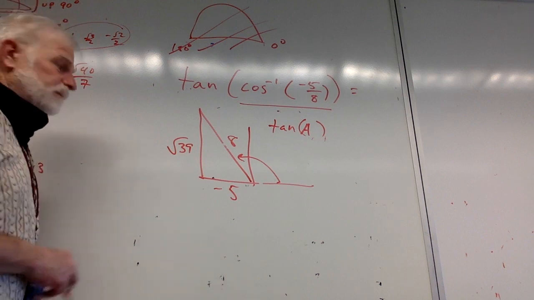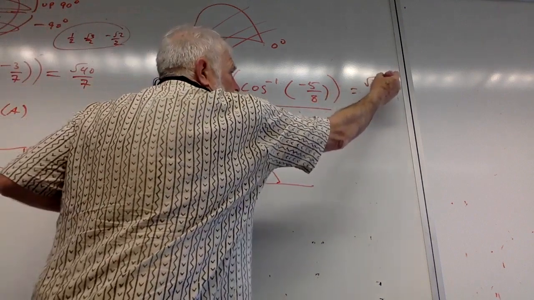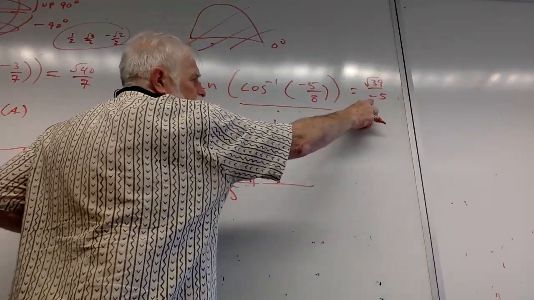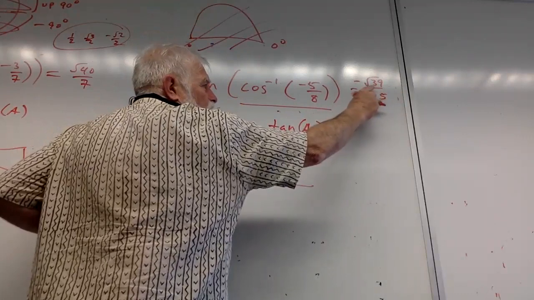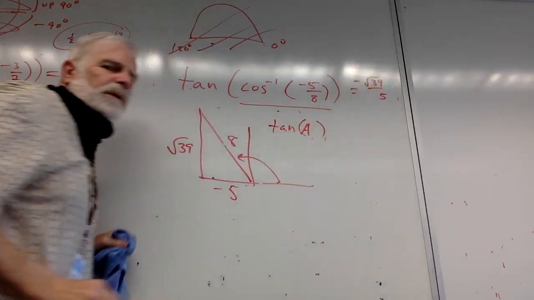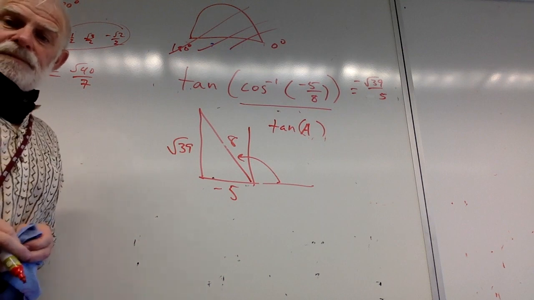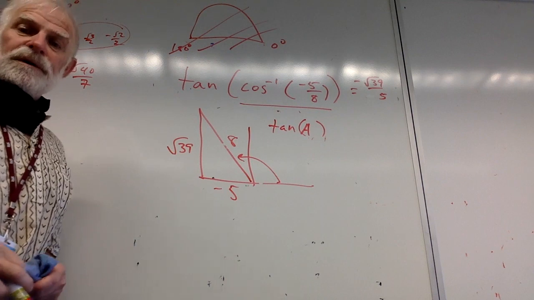Opposite over adjacent. So I put my answer over here, √39 over negative 5, but I would never leave the negative in the denominator because it doesn't read well. I would shift it to the numerator, minus √39/5. Maybe saying minus √39 divided by 5 is clearer.